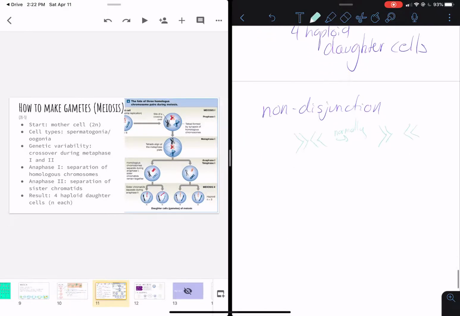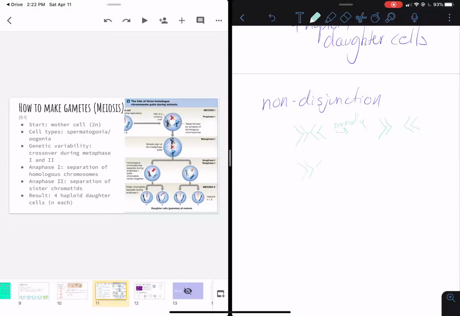What non-disjunction looks like with the same chromosomes is instead of having an even separation between the two, you don't get an even separation and you just get 3 on one side and 1 on the other side, or during anaphase 2 you get 2 in one cell and nothing in the other cell. Now, for the most part, it depends again on what cells this happens to. So if this happens to autosomal chromosomes, we might end up with 1 extra chromosome. And typically, it doesn't necessarily create any problems, but it can.